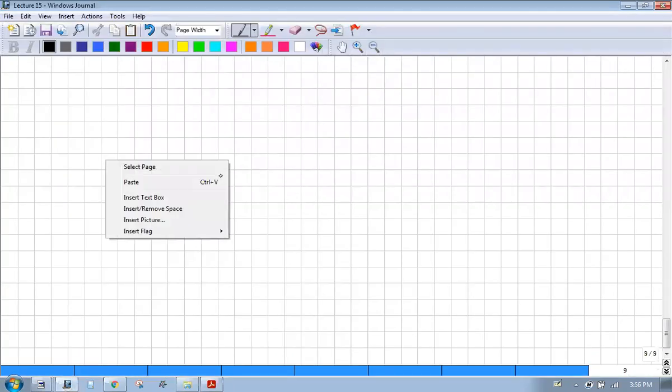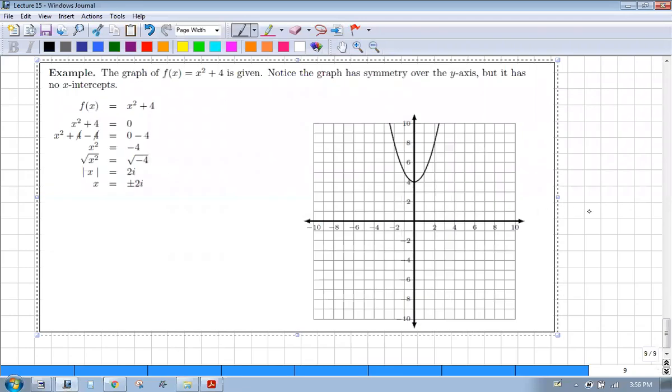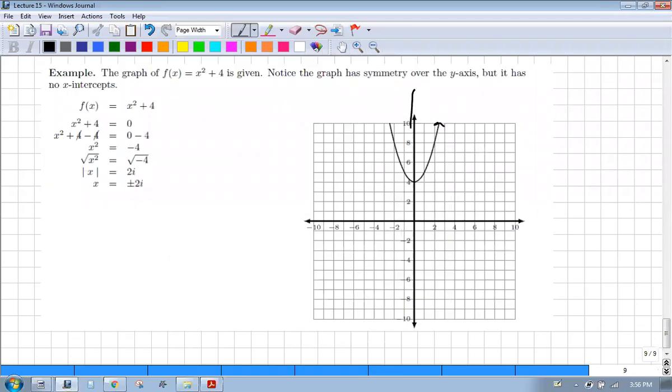This one's the same, but a little different. Notice this guy, again, symmetric down the y-axis. Notice it doesn't cross the x-axis at all. There are no x-intercepts. So if you set this equal to 0 and try to solve, you subtract 4 from both sides, you end up with this.